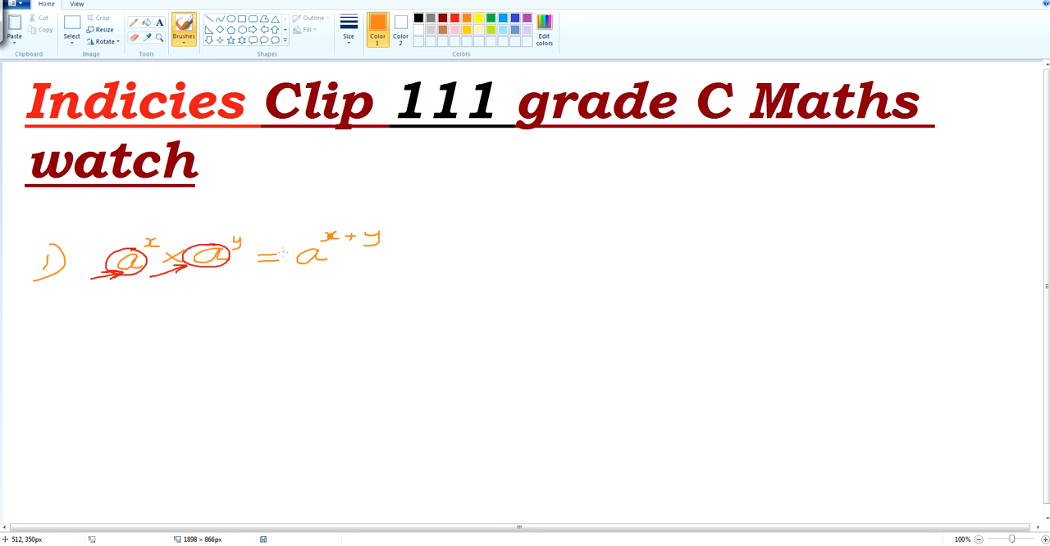I'm going to give you a specific example straight away now to explain to you how we will work in real life. So when we multiply, we have to add the indices. Okay, right, let's have a look at an example. Say for example I have 3 to the power of 4 multiplied by 3 to the power of 7, for example. Okay, are we happy with that?